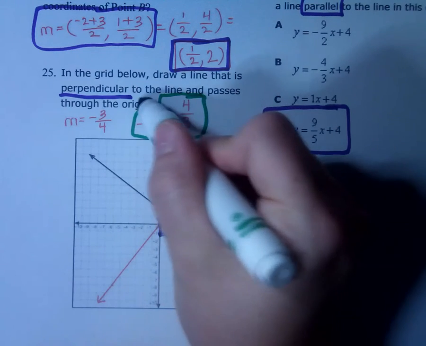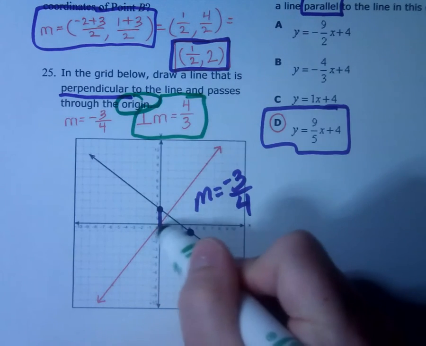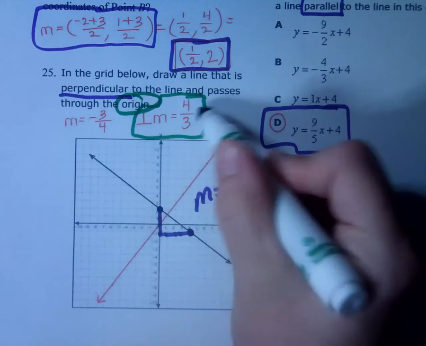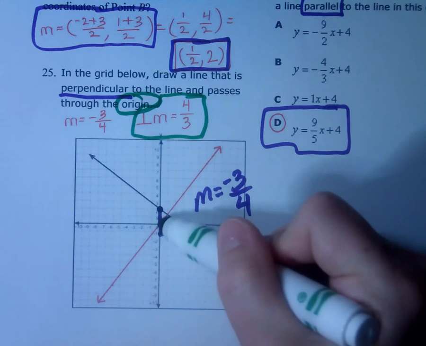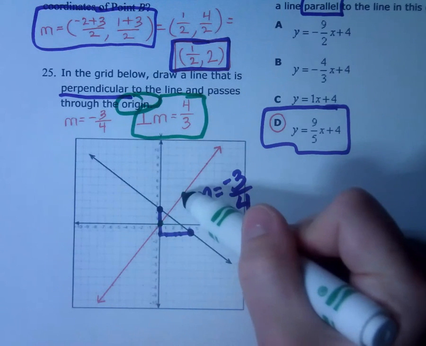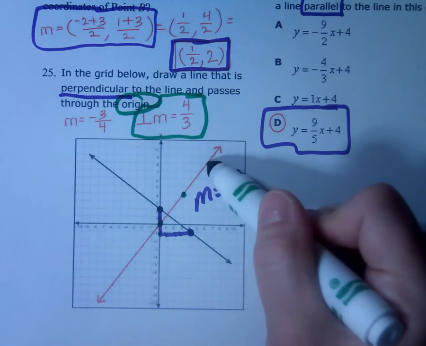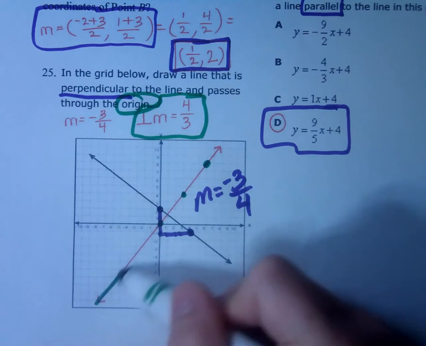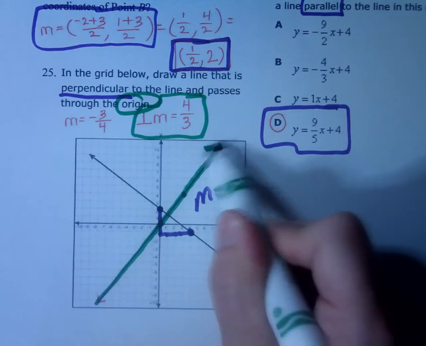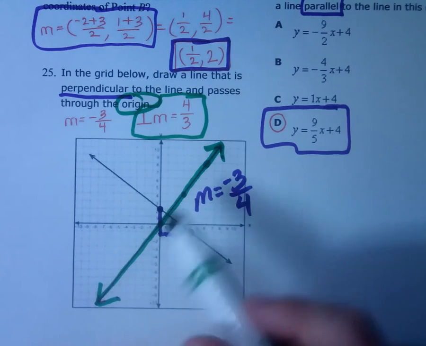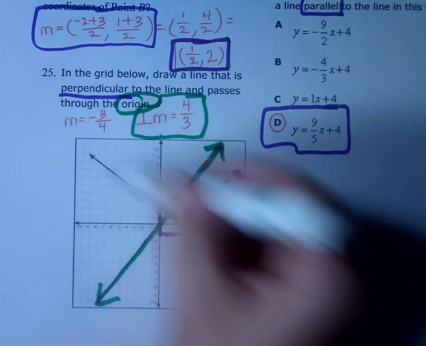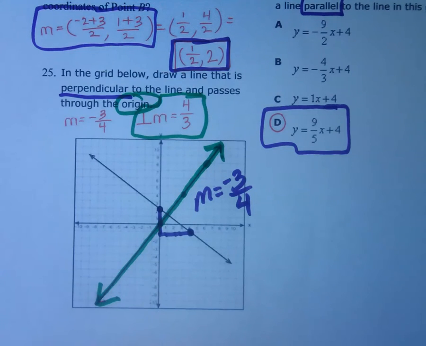And if I want it to go through the origin, then I want it to go through 0, 0. And so to graph a line with slope of 4/3, I just go up 4, right 3, up 4, right 3, and I just draw my line, and there it is. That's what the line should look like if it's going to be perpendicular to the one they gave us and goes through the origin.